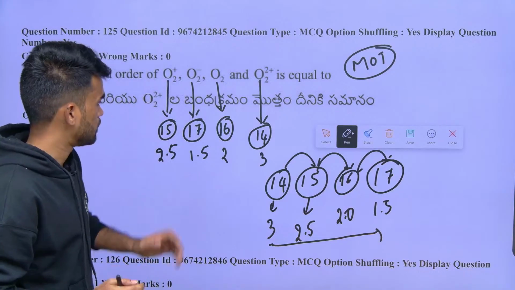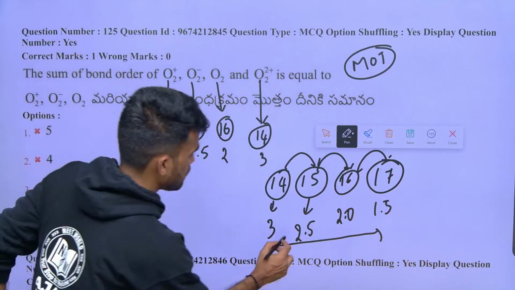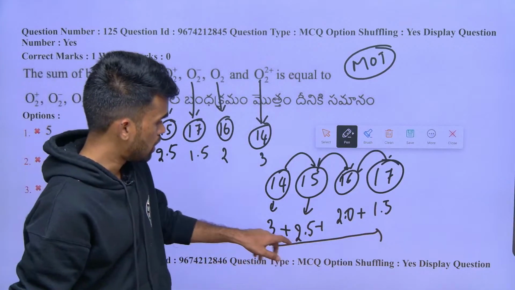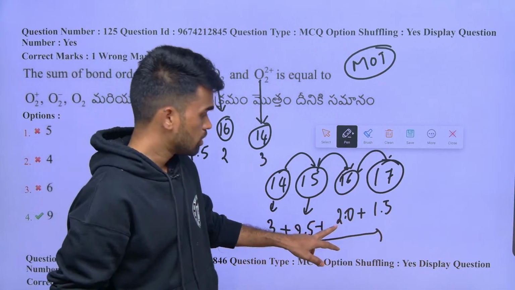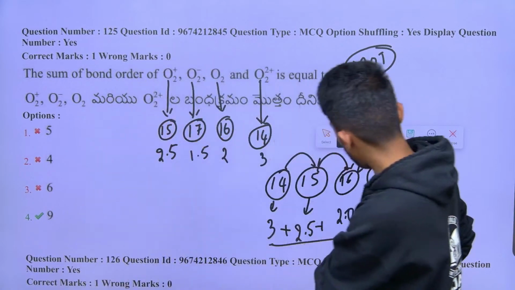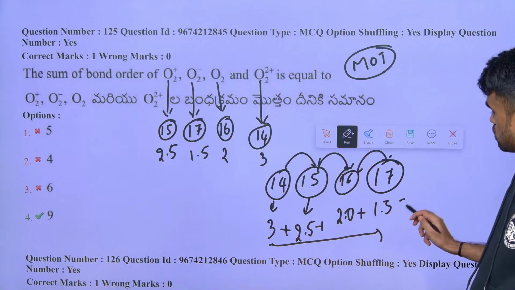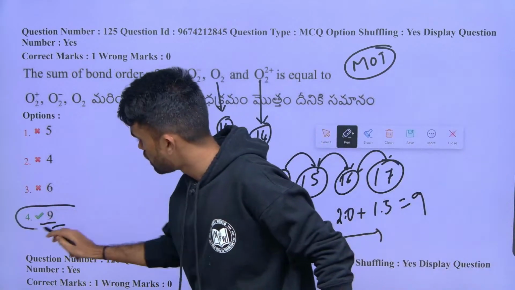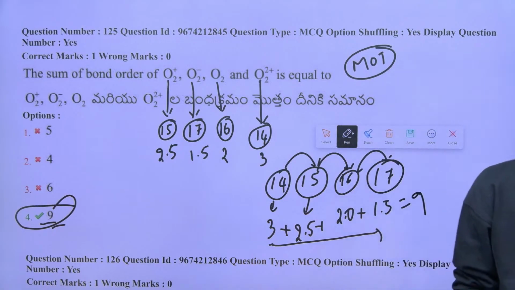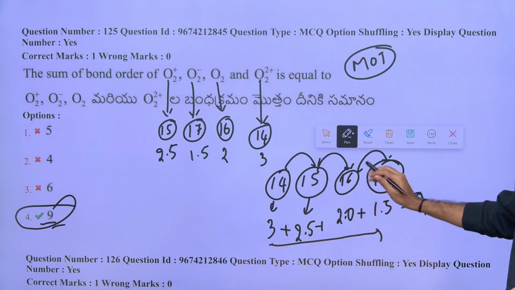Now tell me, 3 plus 2.5 plus 1.5, how much is it? It is 5.5, then 7.5, 8, and 8 plus 1 is 9. So the total value is 9, and we have 9 as the answer. So option 4 is correct for this particular question. Hope it is clear how we are doing it. Very simple.